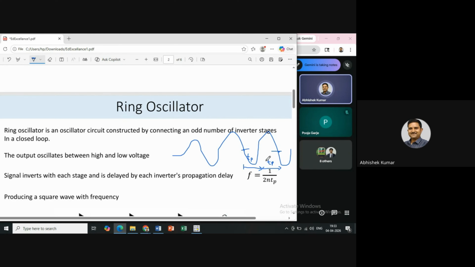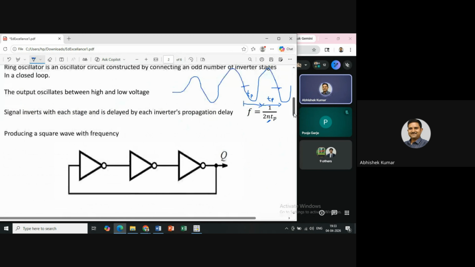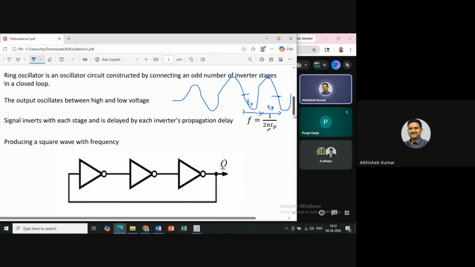Okay, it means double of inverting stage. And now N represents the total number of odd stages, the odd number of inverters we have put in series. Okay. Look at this waveform. This is one of the very simple diagrams for a ring oscillator.